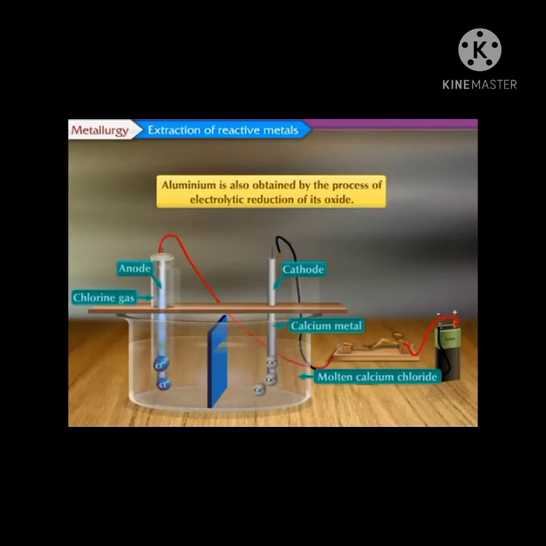Let us first understand how the metal aluminium is extracted from its ore bauxite.